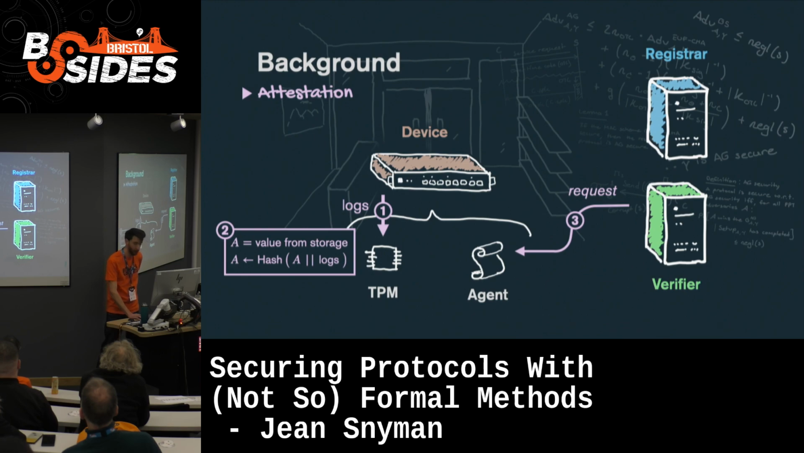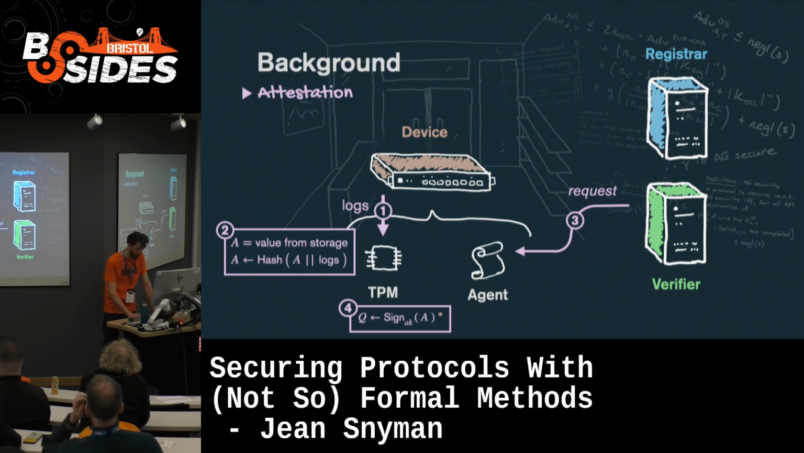So the verifier will periodically request an attestation from the agent. And the agent will then request what is called a TPM quote from the TPM. And this is a rough, hand-wavy approximation here because the details aren't super important to us. But basically the TPM will certify that it has this particular hash, which again is a hash of our logs, in its registers somewhere, right?